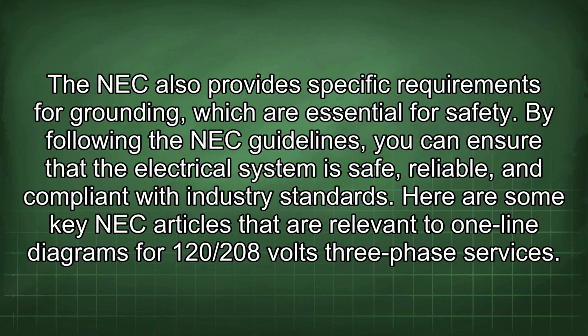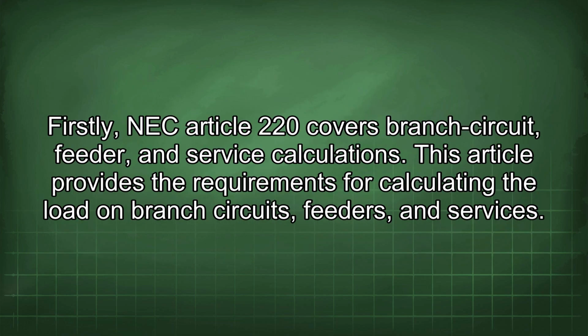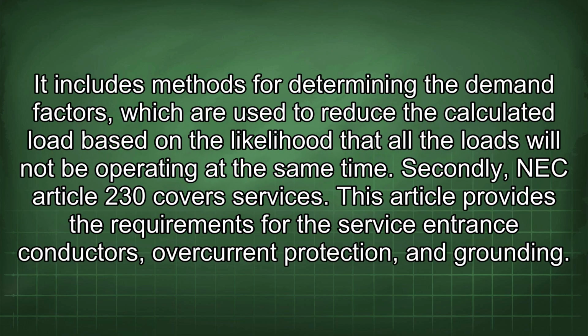Here are some key NEC articles that are relevant to one-line diagrams for 120/208 volts three-phase services. Firstly, NEC Article 220 covers branch circuit, feeder, and service calculations. This article provides the requirements for calculating the load on branch circuits, feeders, and services. It includes methods for determining the demand factors, which are used to reduce the calculated load based on the likelihood that all the loads will not be operating at the same time.